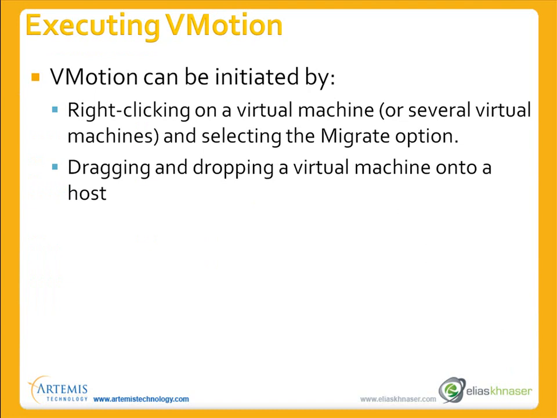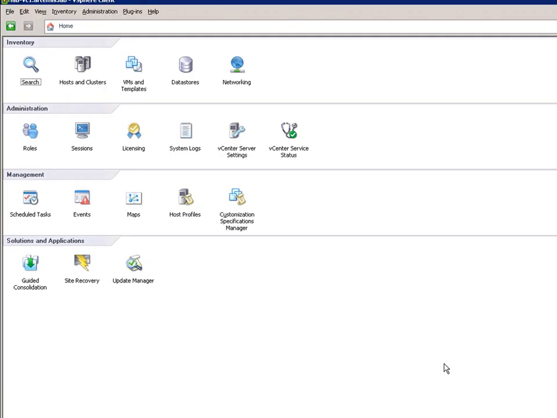Now, executing vMotion, we'll talk a little bit about that again during the demo part of this, but you can always right click on the virtual machine and click on Migrate, or you can drag and drop it from one host to another. We'll talk a little bit more about that once we start doing some of this. Alright, let's go ahead and launch Virtual Center and take a look at how we can do a migration using vMotion. Alright, so we've logged into Virtual Center.